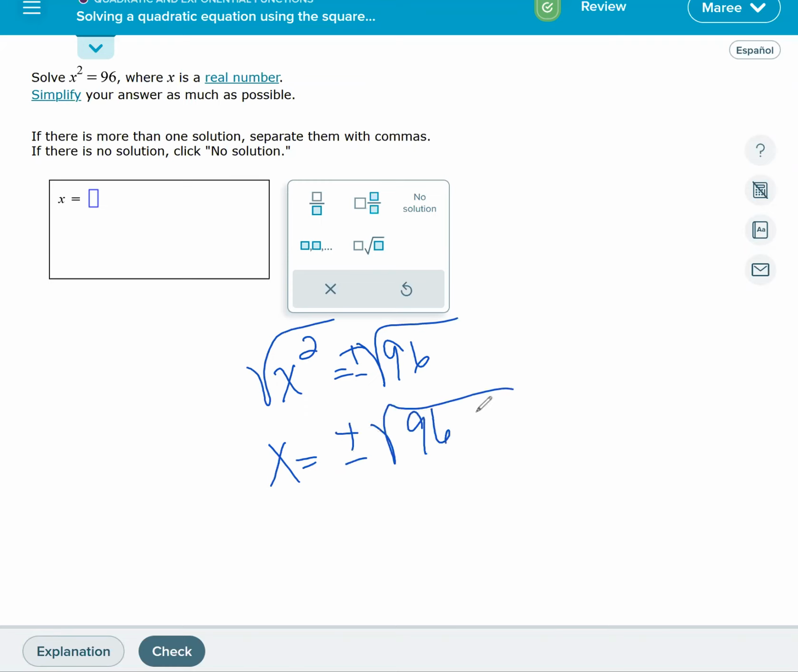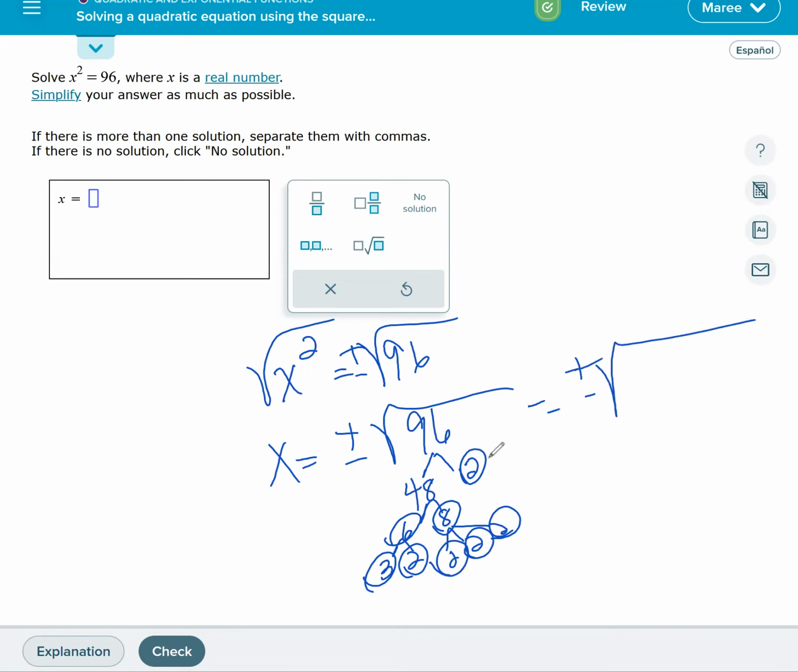So 96 is, what is that? 48 times 2. 48 is 6 times 8. 6 is 3 times 2. And 8 is 2 times 2 times 2. Okay, so I'm going to rewrite this as plus or minus square root of, we have 1, 2, 3, 4, 5 2's together, which is 32, and a 3.